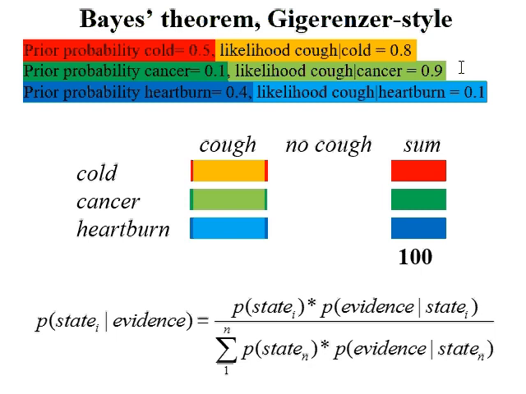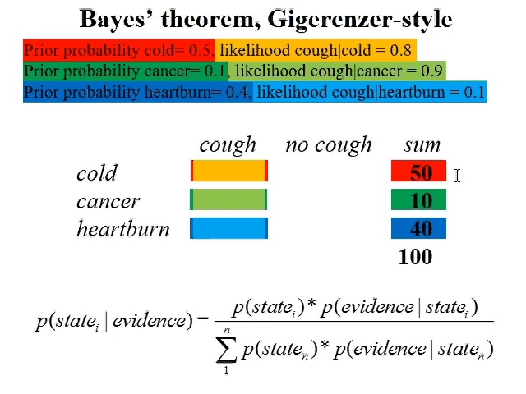Then you look at lung cancer, and out of every 10 people who have lung cancer, 9 of them cough. And for heartburn, for indigestion, out of every 10 people who have that, only 1 of them coughs. So that is a likelihood of 0.1. So then let's say we have 100 people, and they distribute according to these prior probabilities: 40 people have indigestion, 10 in this population have lung cancer, and 50 have a cold, which reflects the fact that colds are simply more common.